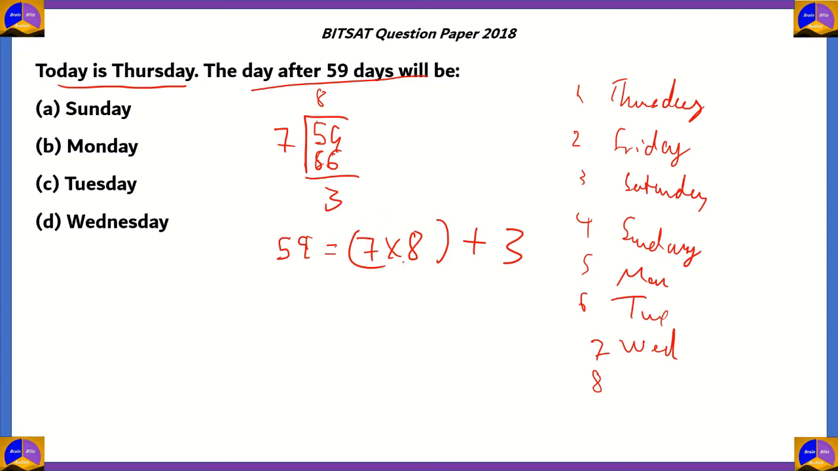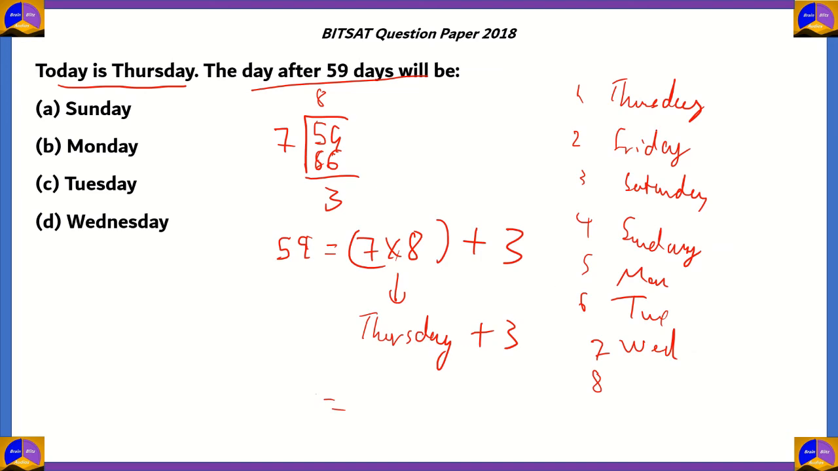So 7 times 8 plus 3. So what does 7 times 8 represent? It means that in a span of 59 days, you will have 8 weeks passing by plus 3 days. So after 8 weeks, the day that comes after it will be a Thursday. So you need to find out Thursday plus 3 in order to get the day after 59 days.